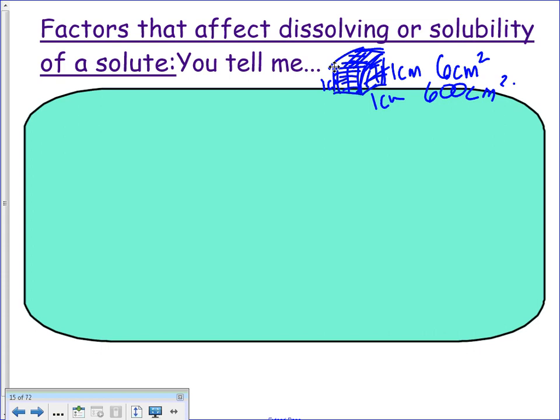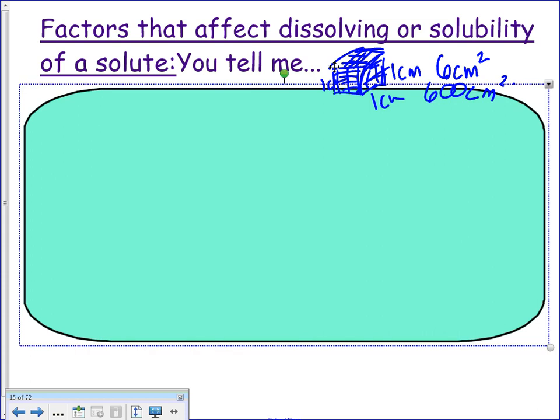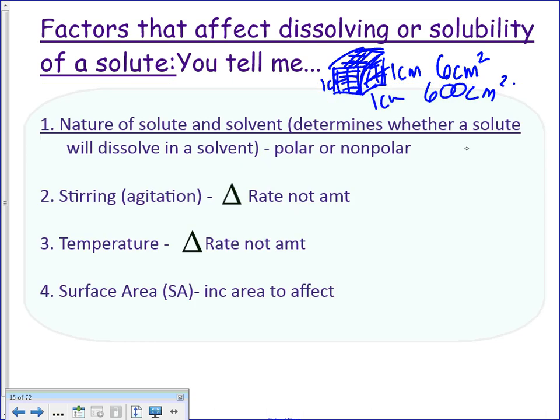More agitation, surface area, temperature. Increasing temperature, we already know from our solubility curves, increases the rate of dissolving. Anything else? Pressure. Pressure is going to deal with gases mainly. So what from this do you not have? Nature of the salt. That's what our solute, that's what we said.